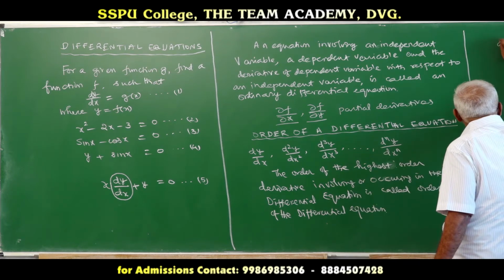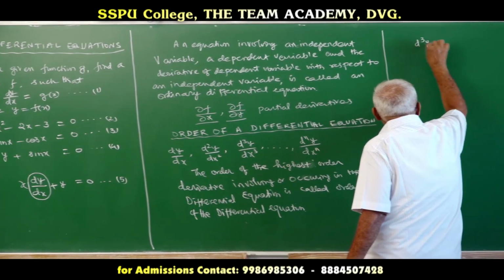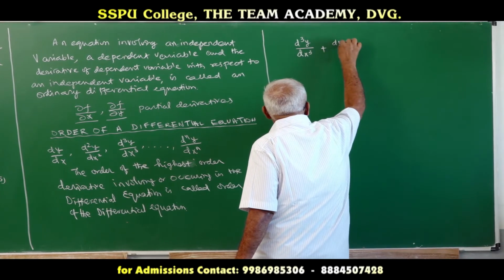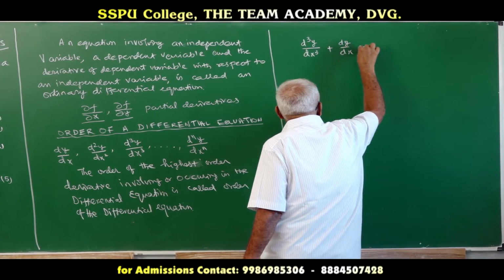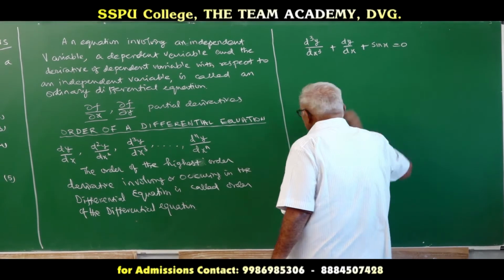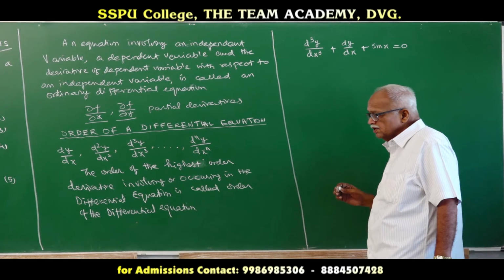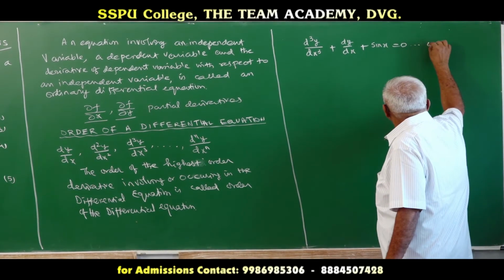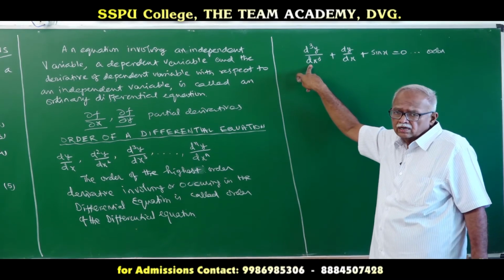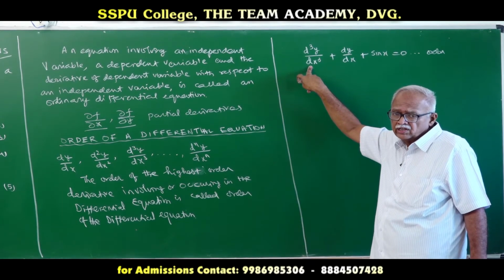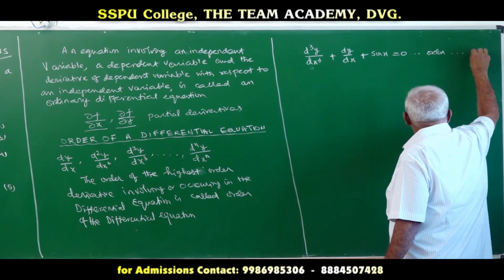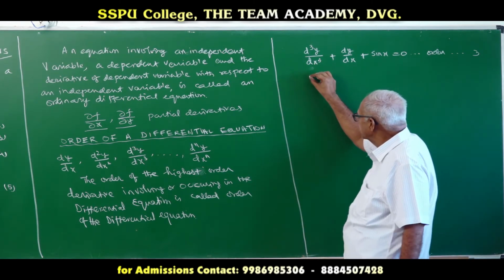Now, you see d cube y by dx cube plus dy by dx plus sin x is equal to 0. What is the order of this differential equation? The order is the highest ordered derivative, which is 3. So, the highest order derivative occurring in the differential equation is 3. So, order is 3 here.